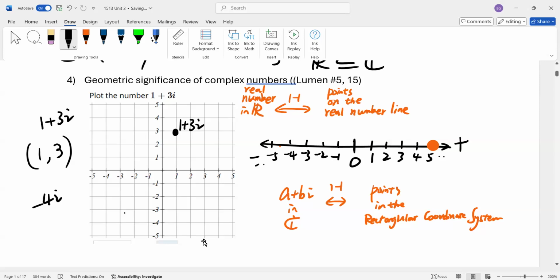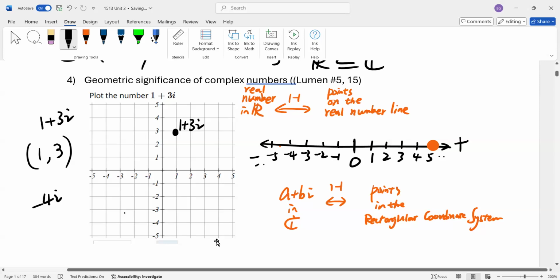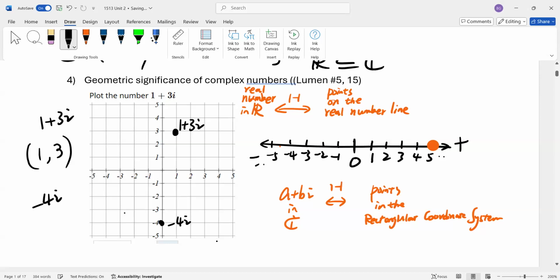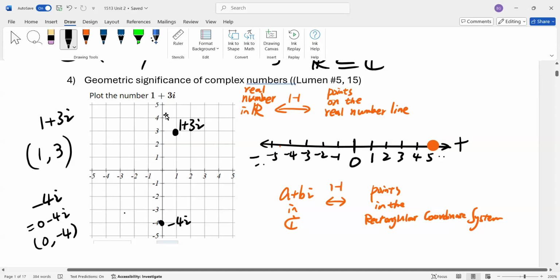It's going to be at -4 on the y-axis, right? Here is negative 4i. Very good. Negative 4i is 0 minus 4i, with the real part 0 and imaginary part -4. The point (0, -4) is on the vertical scale.